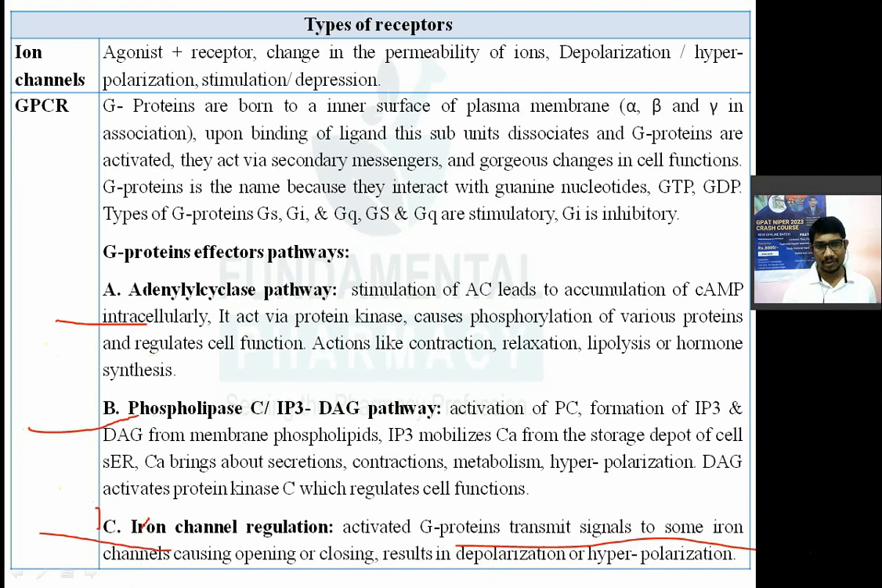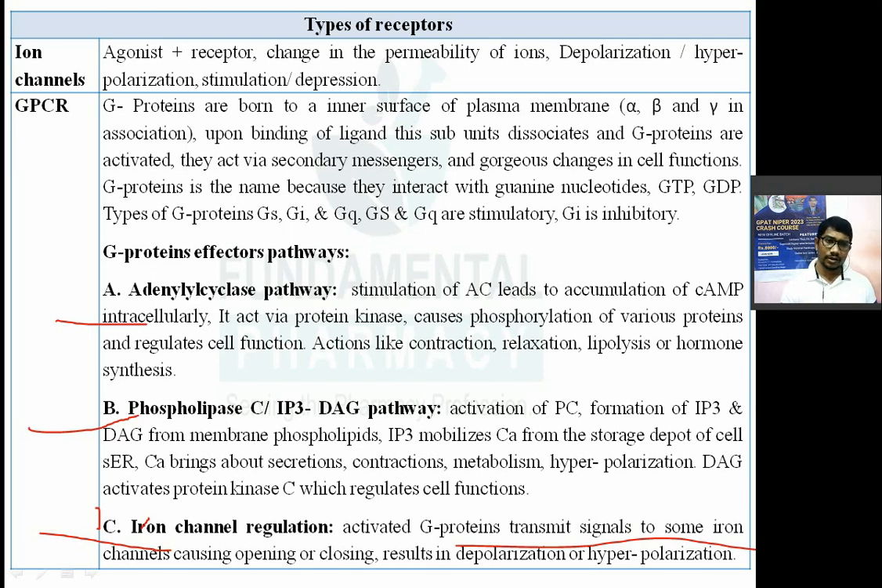आपको सिर्फ यहाँ पे इतना याद रखना है. एक तो adenyl cyclase pathway होता है, इसमें क्या होता है कि cyclic AMP लेवल बढ़ जाता है after activation of adenyl cyclase. cyclic AMP लेवल अगर सेल में बढ़ गया फिर प्रोटीन काइनेज एक्टिवेट हो जाता है, फॉस्फोरिलेशन करता है एंड सेल का फंक्शन रेगुलेट करता है, लाइक कॉन्ट्रैक्शन, रिलैक्सेशन, लिपोलाइसिस, हार्मोन सिंथेसिस. दूसरा होता है फॉस्फोलाइपेज सी IP3 DAG पाथवे.